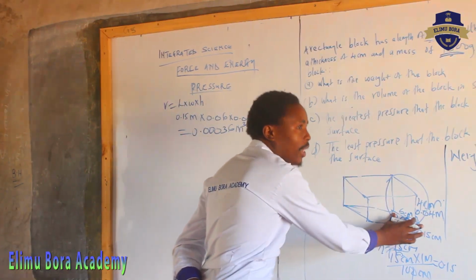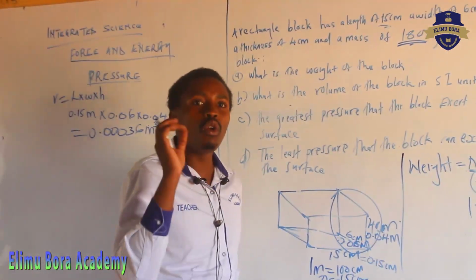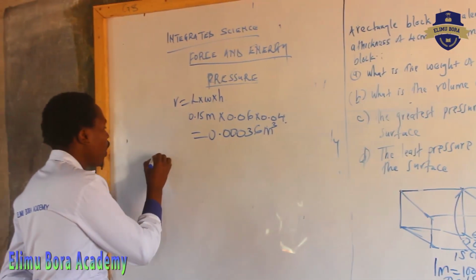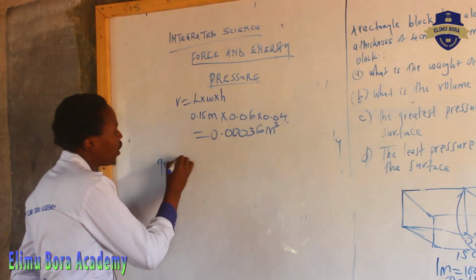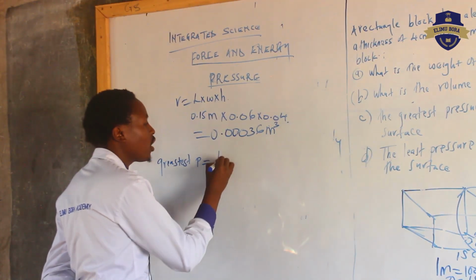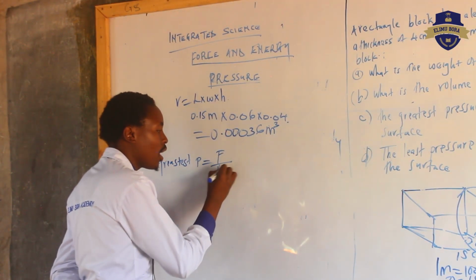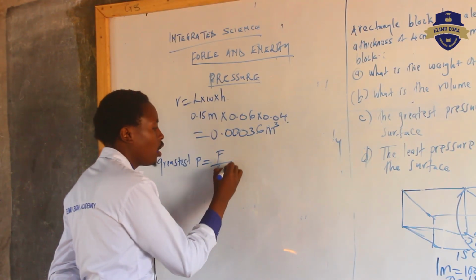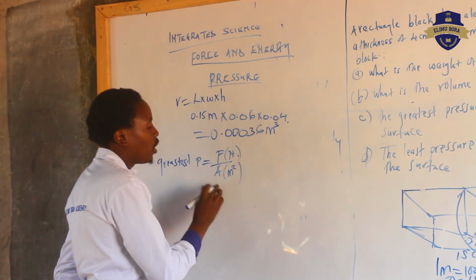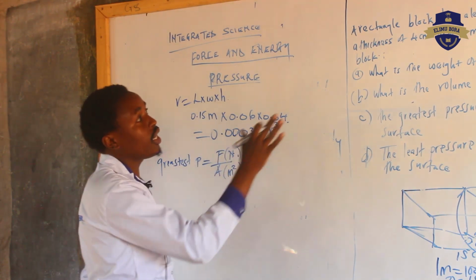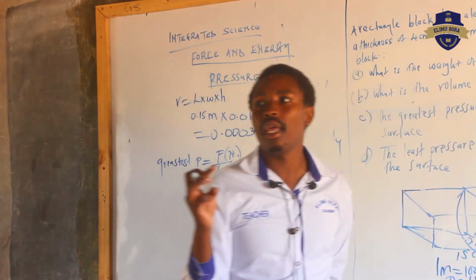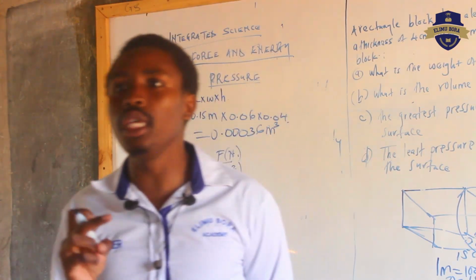So when they're determining about it, remember we are talking about the area. You look at the area of that surface. Meaning, when you're determining the greatest pressure, you take the force over the area. The area should be in meter square and the force in Newton. Already you got our force here. This force is going to be applied on both the greatest pressure and the least pressure.